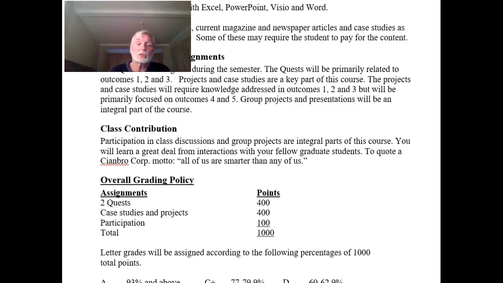Grading policy: the quests are worth 40% of your grade. I grade on a 1,000-point scale, so 400 points. Case studies and projects are also worth 40%. And look at that, it doesn't add up, and here I am an accountant. Gotta fix that too.